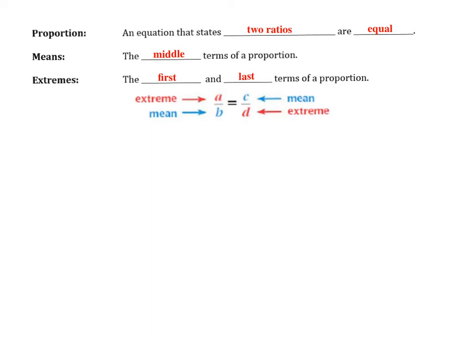Now the next part of my notes deals with proportions. So moving from ratios to proportions, a proportion is just when you set two ratios equal to one another. So for example, you might have like x over 2 equals 5 over 10.